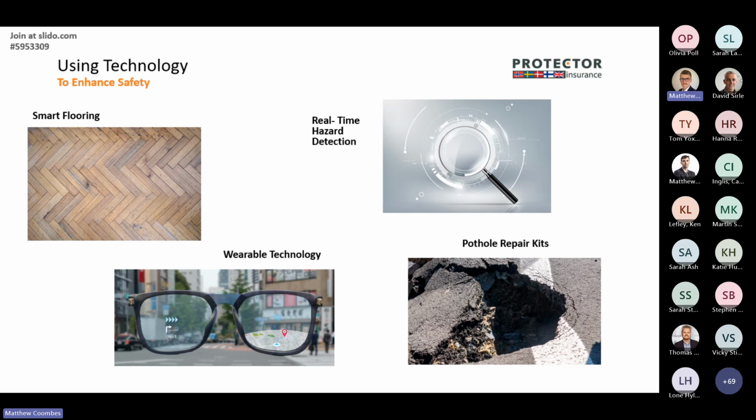So by integrating these technologies into your safety program, we can provide an additional layer of protection, helping to prevent incidents, hopefully before they actually occur in the first place. But it is important to remember these technologies should always complement and not replace those fundamental safety practices we've hopefully discussed and highlighted throughout this session. So regular inspections, employee training, and a strong safety culture are and always will be essential.